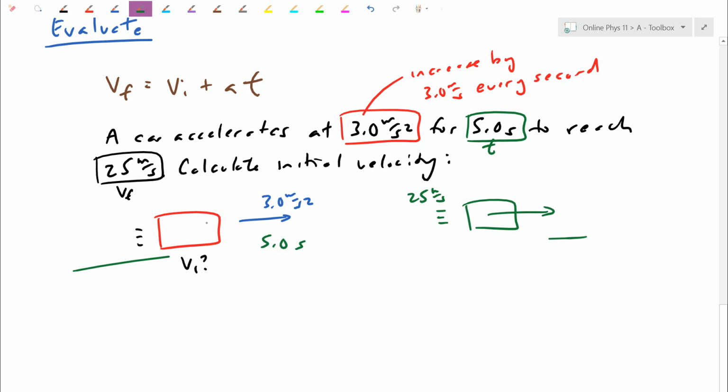Just looking at the numbers here, we would expect your VI should be something less than 25, so that if I speed up at 3 after every second, I'm going to slowly build my way up to 25. So we're looking for a formula here that has some of these variables, A, T, and VF, and we're looking for VI. Perfect. The formula that I've given you is that expression here.